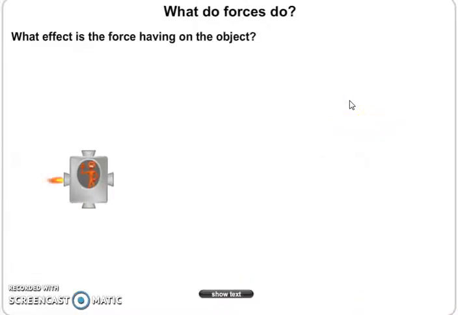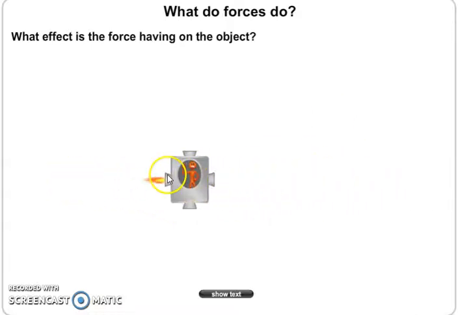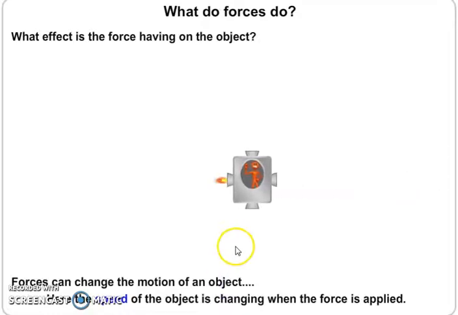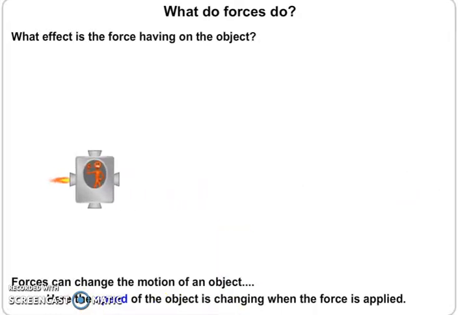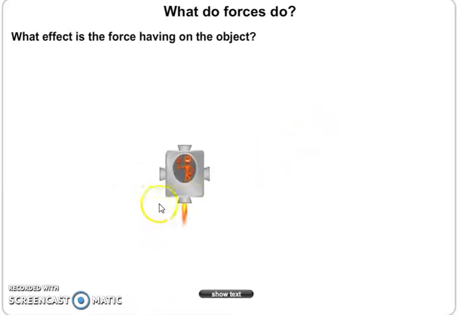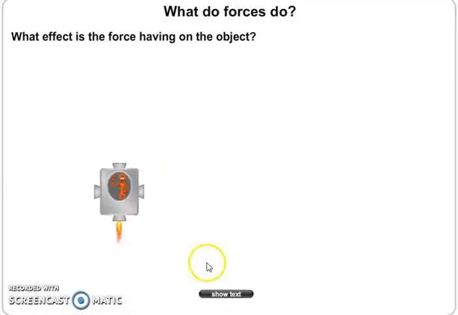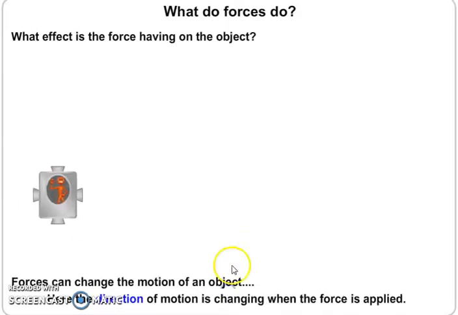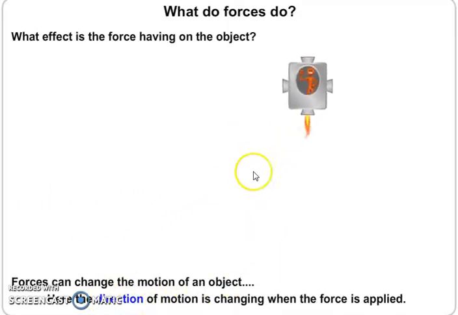So what do forces do? What is the effect that a force has on an object? As you can see, there's a booster here on a spaceship. As I put on a booster, you can see it slows down or it starts to move. So the effect of force is that it can change the speed of an object. That's the first thing. Any more things that can happen? You can see what's happening to the object here as I apply a force. You are absolutely right, forces can change the direction of an object.